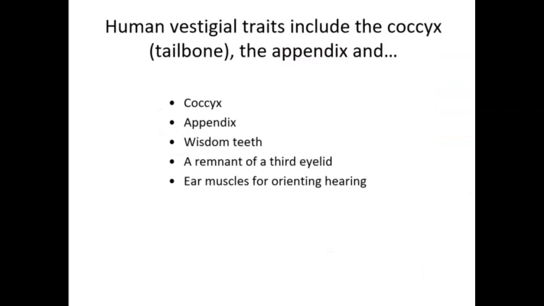In case you were wondering, there are several features in humans that are thought to be vestigial structures. These include the coccyx, the appendix, wisdom teeth, a remnant of a third eyelid, and ear muscles for orienting our hearing.